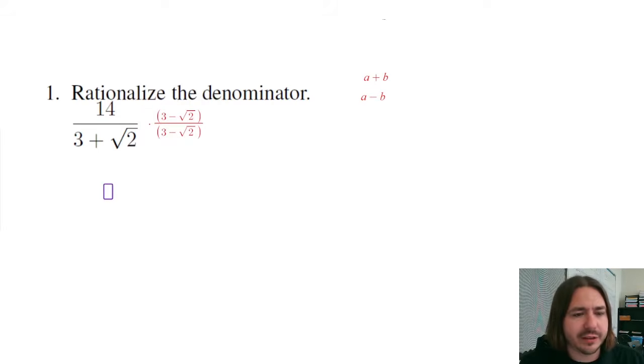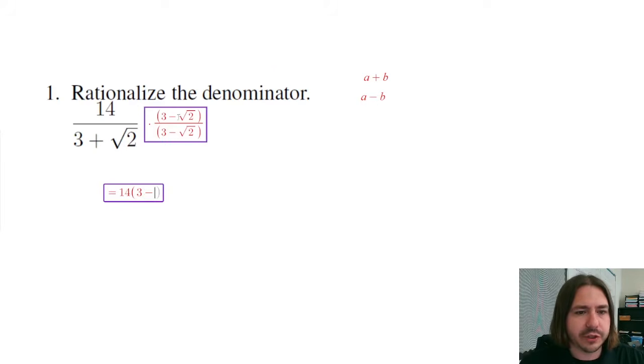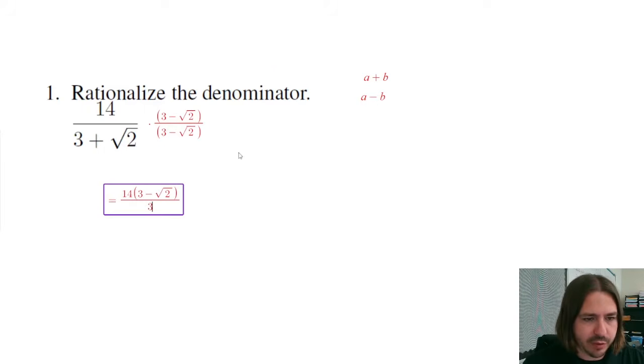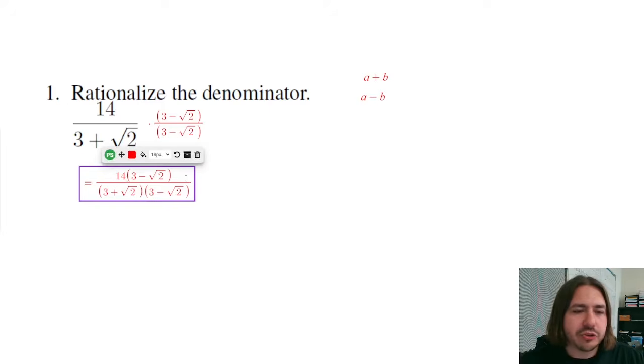And so I'm going to rewrite this as 14 times 3 minus the square root of 2 divided by 3 plus root 2 times 3 minus root 2. Now, I've got it written like this, and the next thing I want to do is just to multiply all this together. So in the numerator, I'm going to distribute the 14, and in the denominator, I'm going to distribute this whole first binomial to the second whole binomial. In other words, I'm going to multiply 3 by both of these terms, and I'm going to multiply root 2 by both of these terms. Sometimes that's known as FOIL.